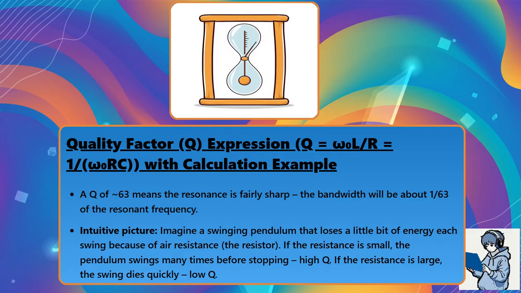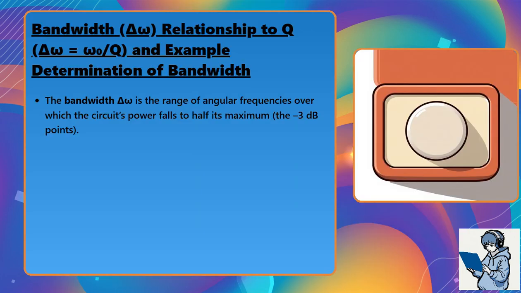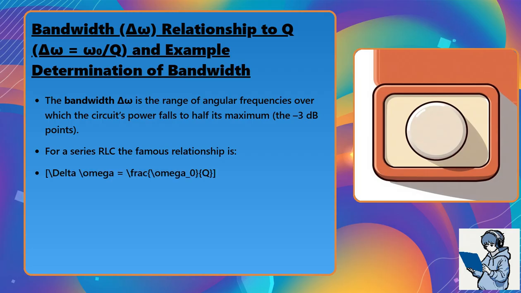If the resistance is large, the swing dies quickly: low Q. The bandwidth delta omega is the range of angular frequencies over which the circuit's power falls to half its maximum, the -3 decibel points. For a series RLC, the famous relationship is delta omega equals omega naught divided by Q.